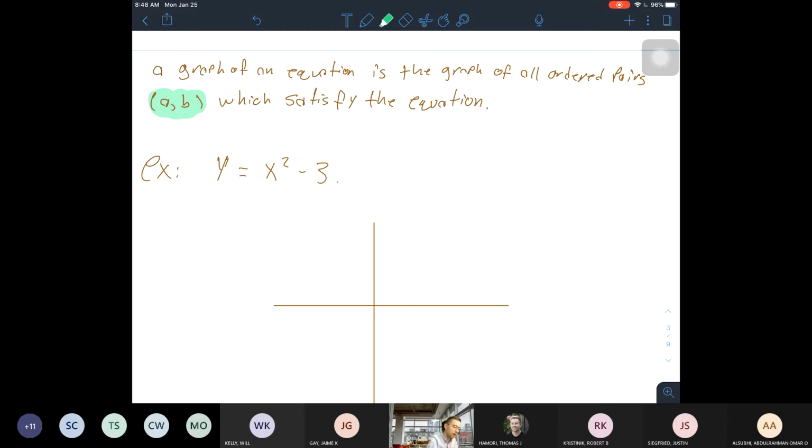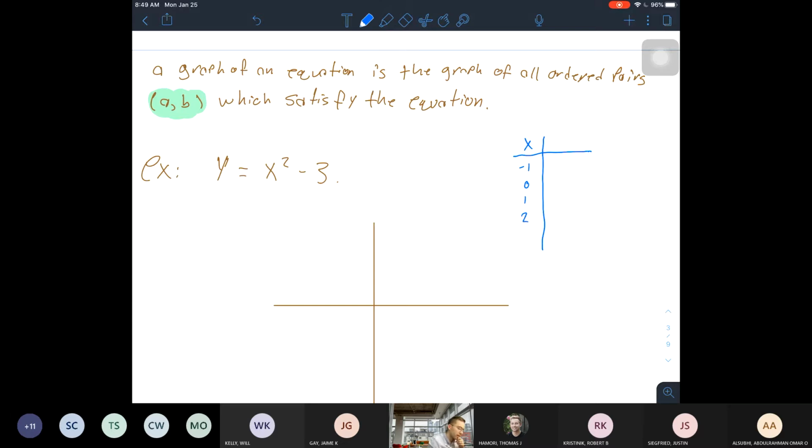Okay, so for this one, what I would do is first take a second to consider the domain of this equation, which, remember, the domain is the set of possible x values which I can plug in, which make the right-hand side make sense. And x squared is going to make sense for any number that we plug into it. So x could literally be anything. So I'm just going to write down some random x values, and I'm going to plug them in and see what I get. So I'll try -1, 0, 1, and 2.